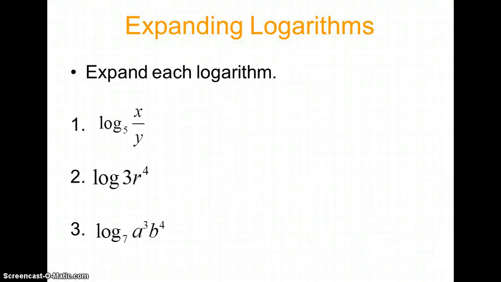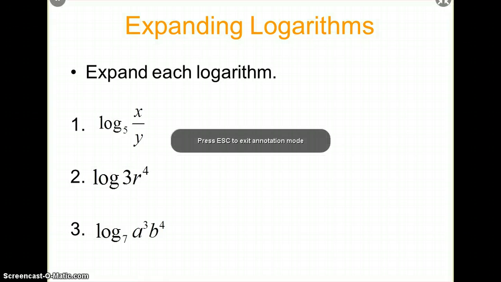Now let's look at the opposite. So we're going to expand this logarithm instead of condensing it down into just a single logarithm. So if you look at my first example here, we have the log base 5 of x divided by y, which is obviously a quotient. So I'll need to use my quotient property here.